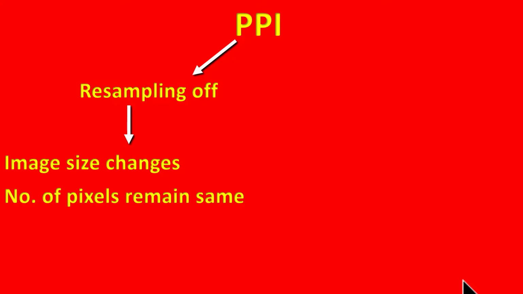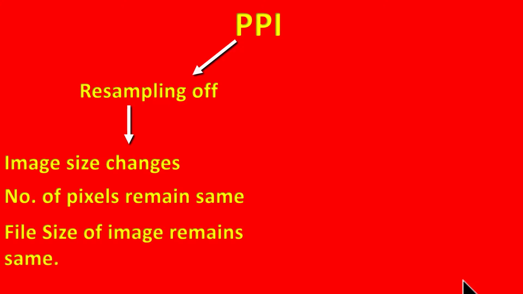But the number of pixels remains the same and the file size also remains the same. This means that let us say I have an image of 10 inches in width, and let us say there are 100 pixels in that 10 inches. So per inch there are 10 pixels. So PPI is 10. Now let me make the PPI 20. The moment I make the PPI 20, the 10 inch image will become 5 inch.